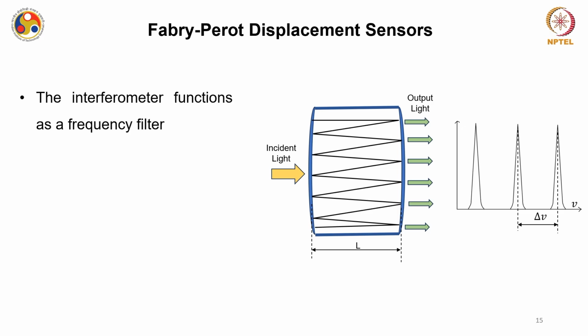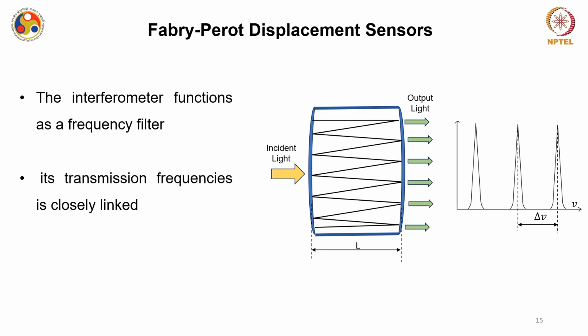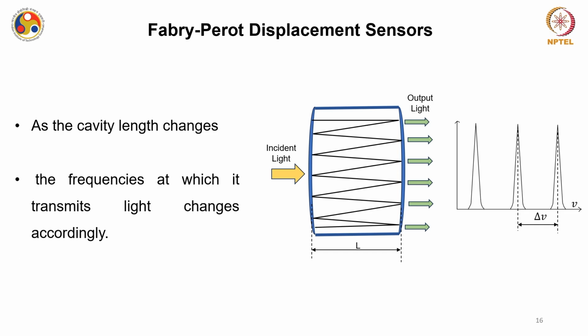Now, if you see, the interferometer is actually functioning like a frequency filter, because the light is coming out at a particular frequency. Its transmission frequency is closely linked to the cavity's length, and by the cavity's length I mean this distance L. This is the length of the cavity, and what I am telling you is that the transmission frequency is linked to this length.